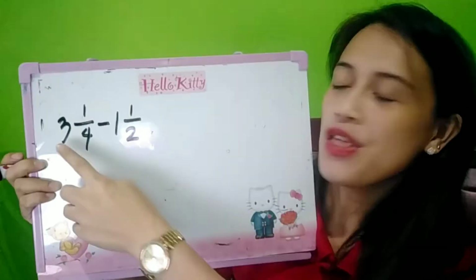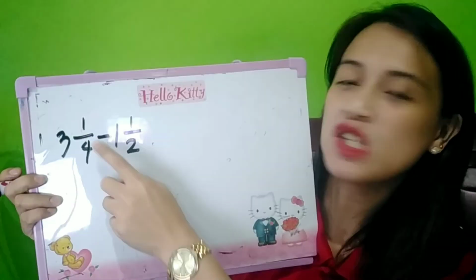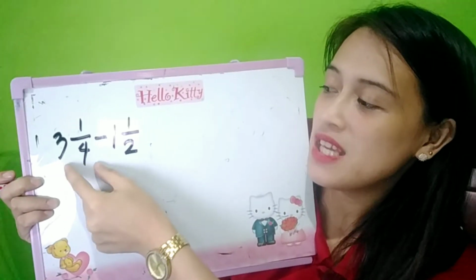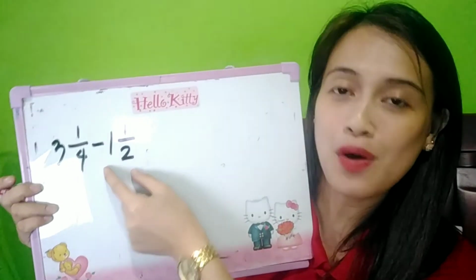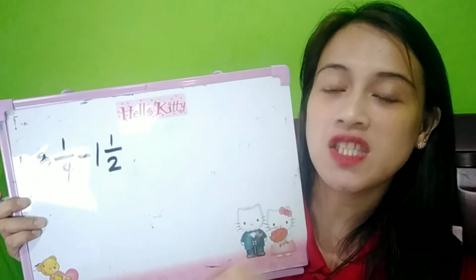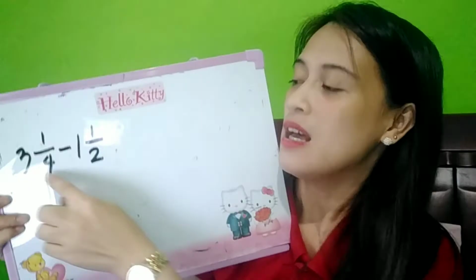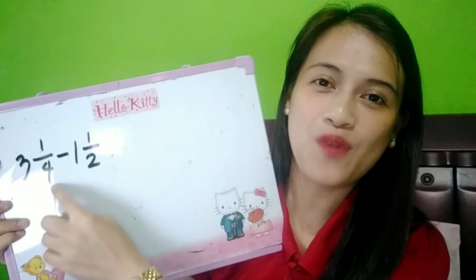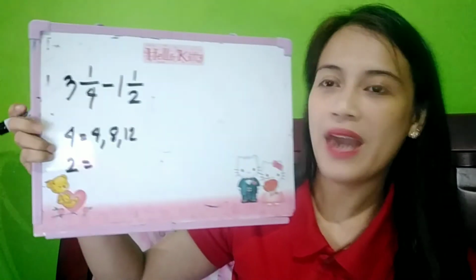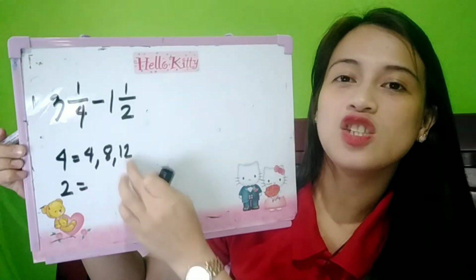Now this time, let's have subtraction with regrouping. So we have this example, 3 and 1/4 minus 1 and 1/2. Since ang denominator dili man pareho, we have to find first their least common denominator. Let's do the skip counting. Kunin natin si 4. So we have 4, 8, 12.